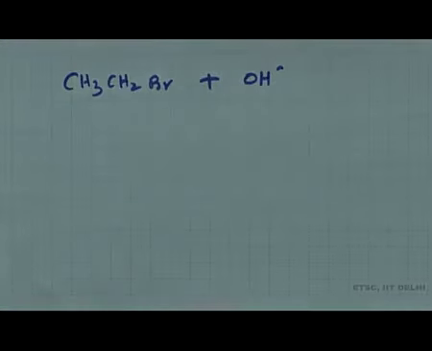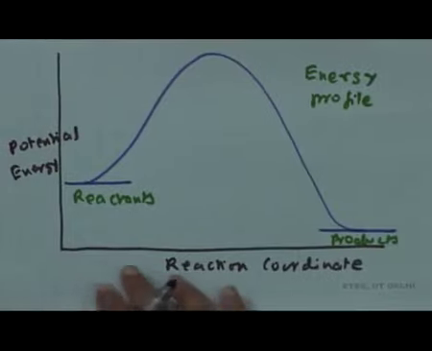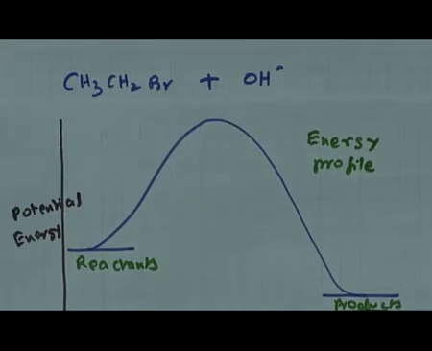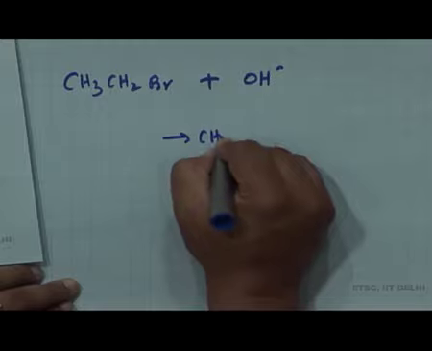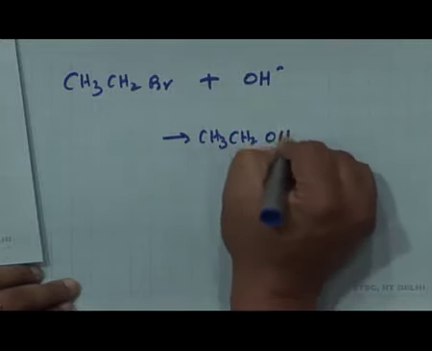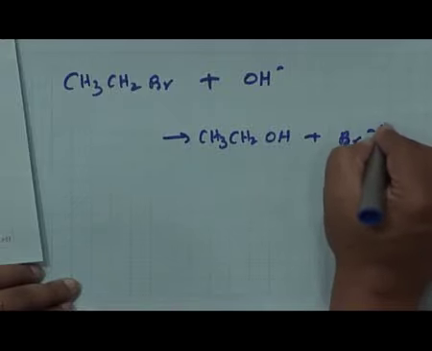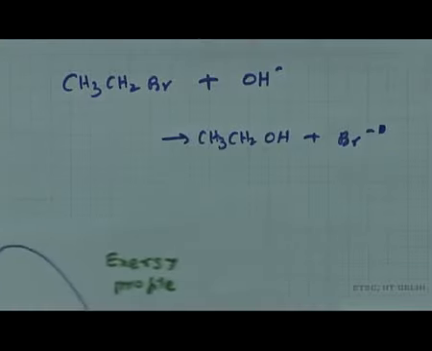So, now go back to this plot. What are your reactants? Your reactants are these two. What are your products? You know what your products are, right? Your products are CH3CH2OH plus Br minus, sorry, this is minus 1, Br minus. Okay. I am not writing the states, you know that.